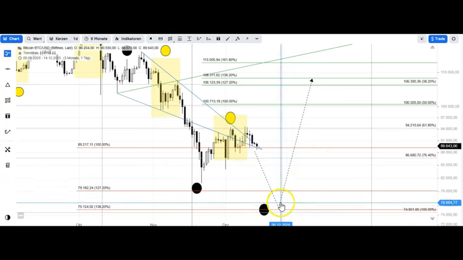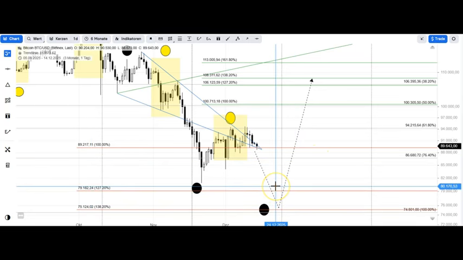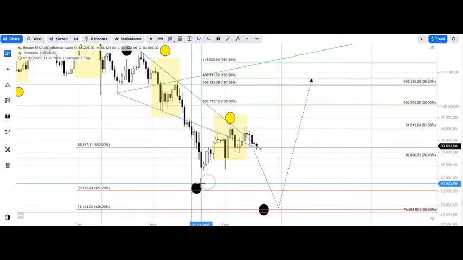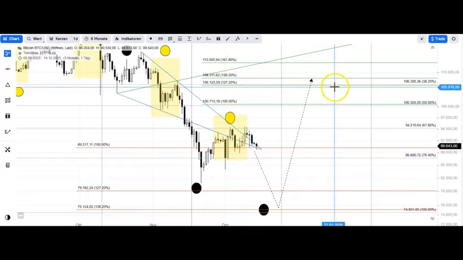According to my system, to my sequences on the daily chart, Bitcoin should run a bit lower compared to that low before reversing higher.